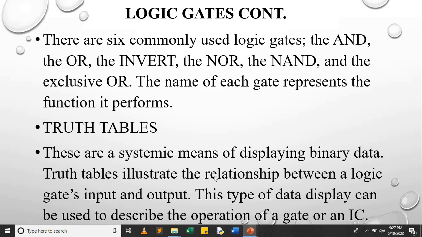So these are systematic means of displaying binary data. Truth tables illustrate the relationship between the logic gate's input and output. This type of data display can be used to describe the operation of a gate or an IC. I'm going to give you an example like a switch, a wall switch, your ordinary switch that puts on light and puts it off. It cannot be in the neutral state.